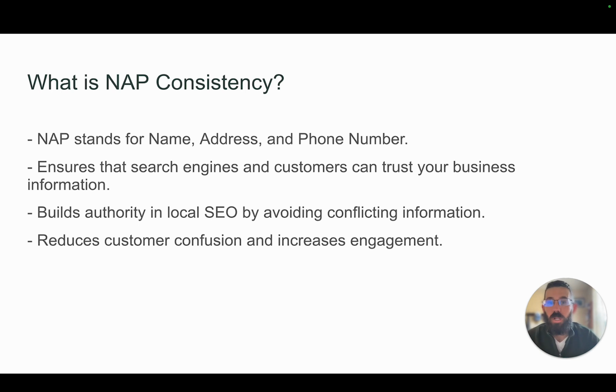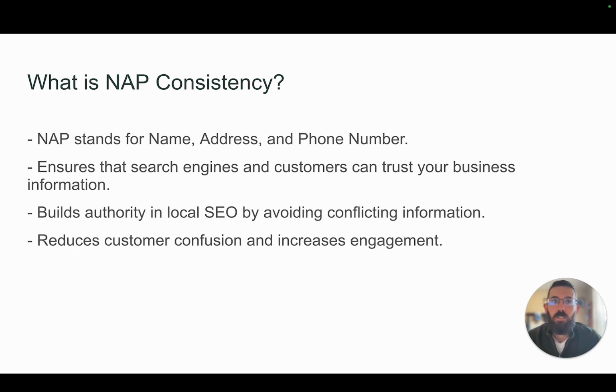So first, what is NAP consistency? NAP stands for name, address, and phone number, and NAP consistency is making sure that your business name, address, and phone number, and website URL, things like that, are consistent across the internet. If it is consistent, that helps search engines and customers trust your business.